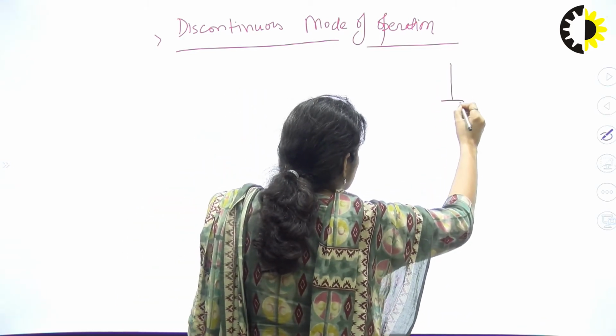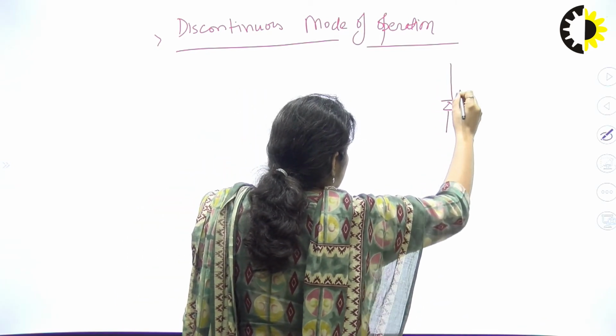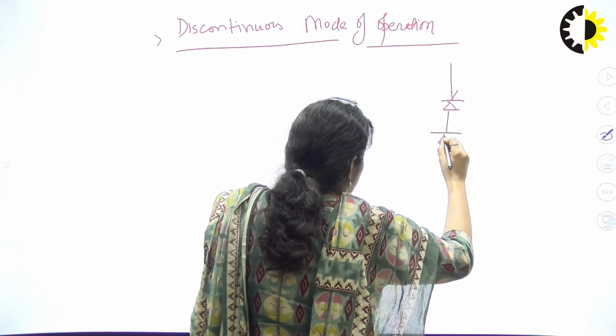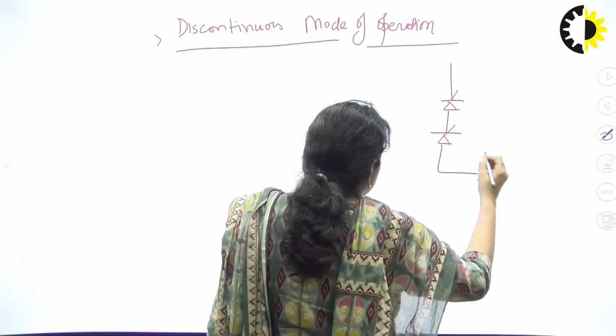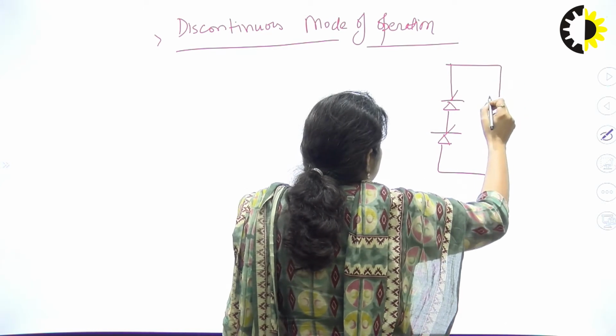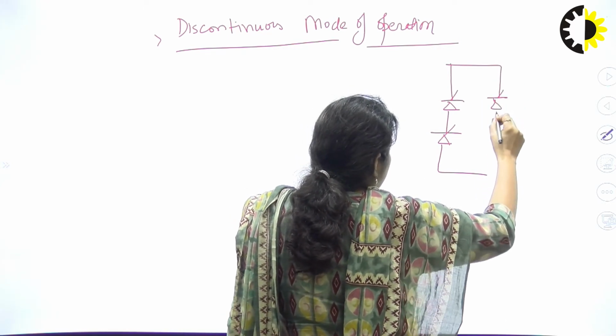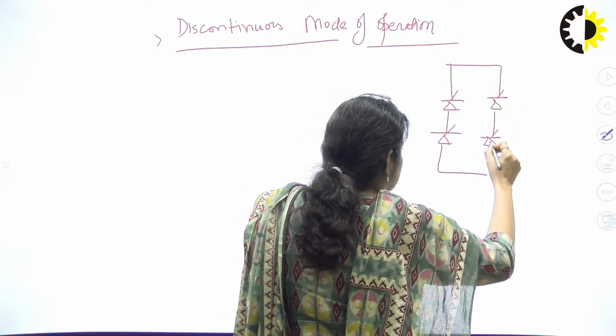So discontinuous mode of operation means during the motor operation somewhere the current will be 0, for some duration or some instant of time, the armature current will be 0.